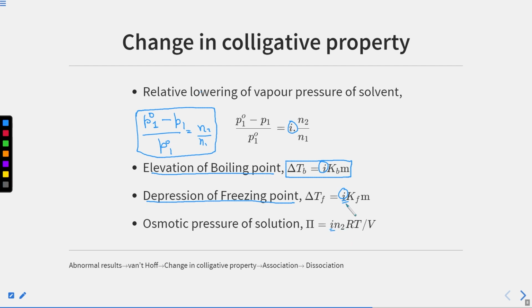So these are our new formulas and they are the true formulas. This formula with the factor i should be considered, not the previous one. If you are given a case in which you have association or dissociation, then we will consider these formulas only to be true.